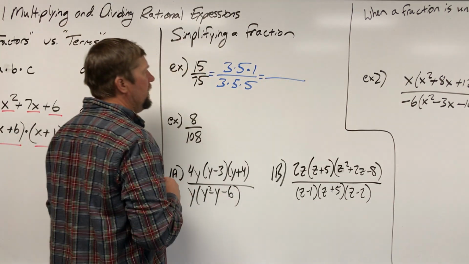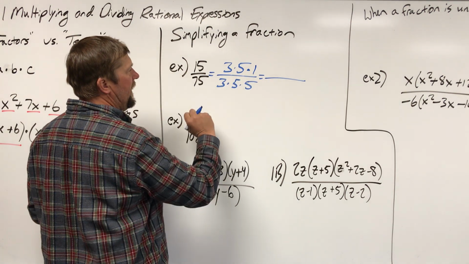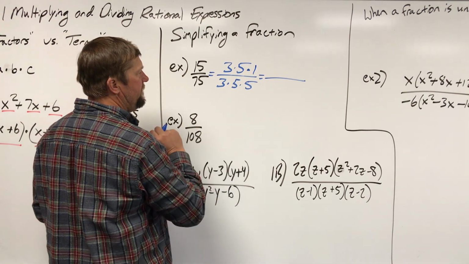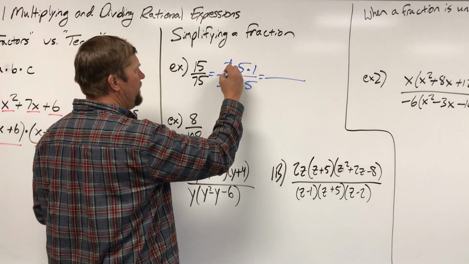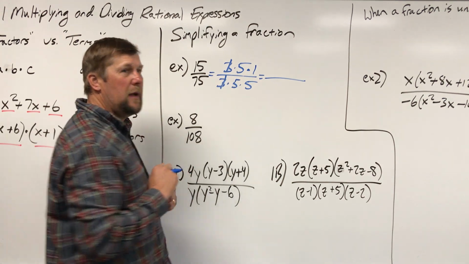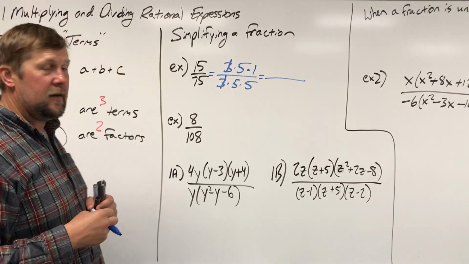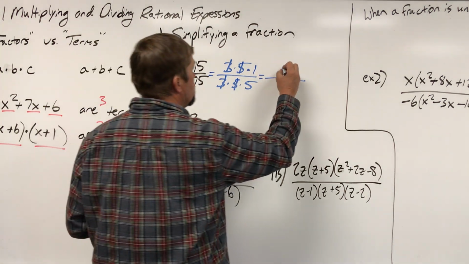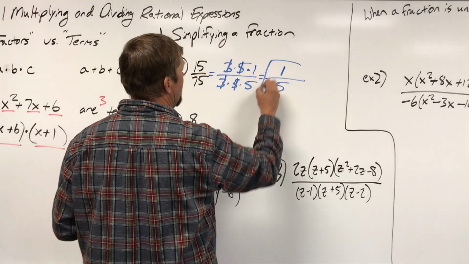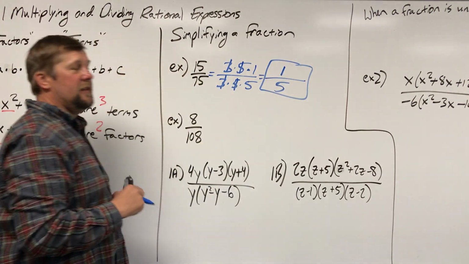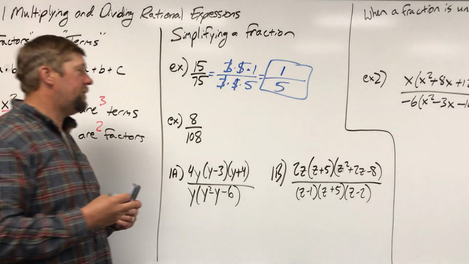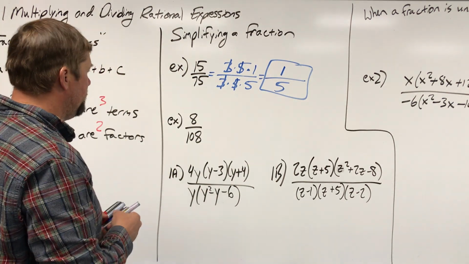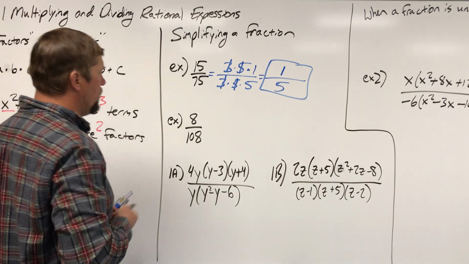So right now, if I have 3, 5, and 1 factors on the top, 3, 5, and 5 factors on the bottom, any factors that are alike make 1. So 3 divided by 3 is 1. 5 divided by 5 is 1. So I'm left with 1 over 5. So if I wanted to simplify this fraction, I would simplify it down to 1/5. Okay, so let's just do one more real quick.